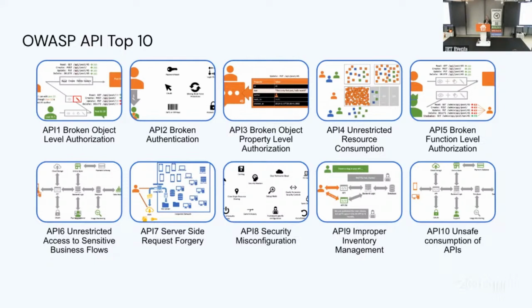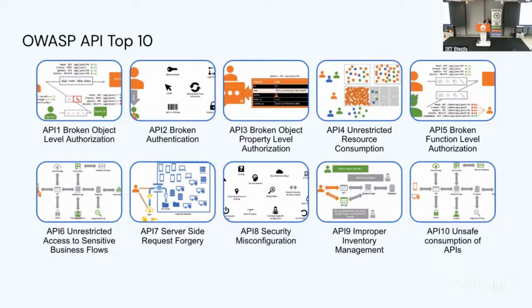Broken function level authorization. Do something as a regular user that is like an admin function. Unrestricted access to sensitive business flows. Something's wrong in the upstream of that application. Server-side request forgery. Use the web application as a route into the corporate network. Security misconfiguration.